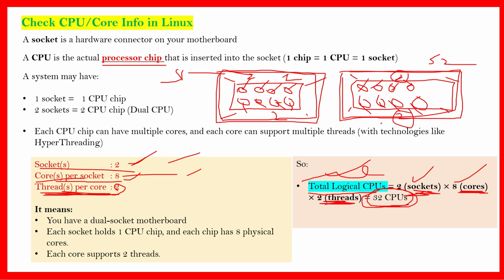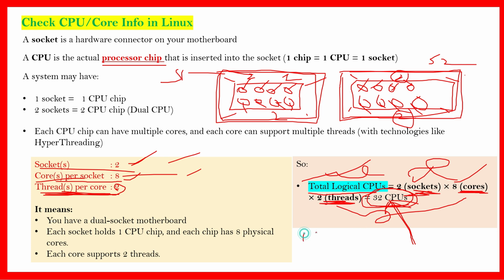Just check for the available sockets in your system. After that, check for the available cores. Then check for the available threads. You can take all these three values, multiply them, and immediately you will get the number of logical CPUs you have in your system. And once you know the number of logical CPUs, you can easily identify whether the percentage you are seeing on the screen is really a matter of concern or not.